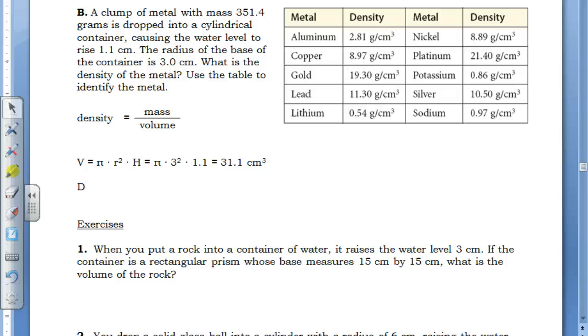Now to get the density, I need the mass divided by the volume. The mass is 351.4 grams, and I want to divide that by the volume, which is 31.1 cubic centimeters. On my calculator, I have 11.299, so I'll round that to 11.3. So if I find 11.3 on my table, right here, 11.30, that tells me that my metal is lead.